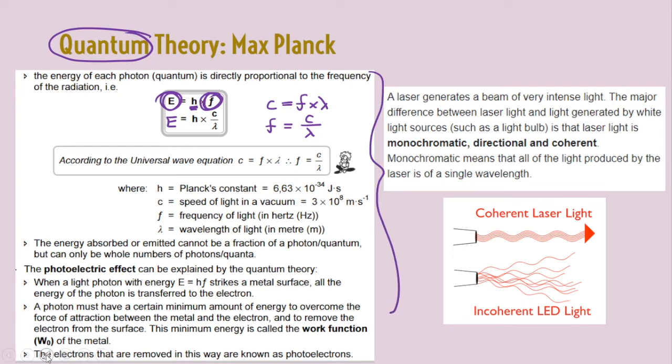What is important in all of this writing that you see is that a photon must have a certain minimum amount of energy to overcome the force of attraction between the metal and the electron, and of course to remove the electron from the surface. Now guys, this minimum amount of energy is referred to as the work function, and it is given the symbol W subscript 0. You need to have the specific amount of energy called the work function in order for these electrons to be emitted. This or something higher.